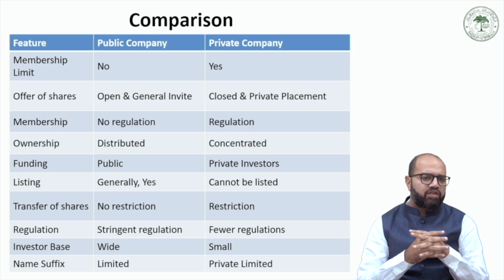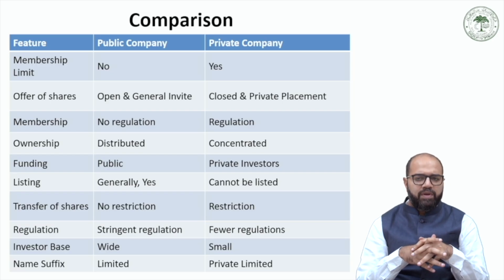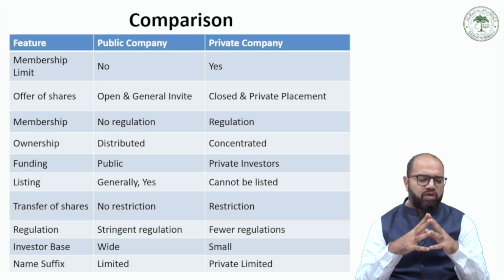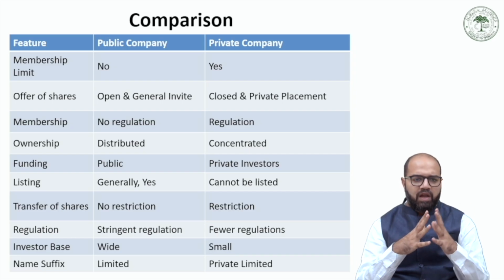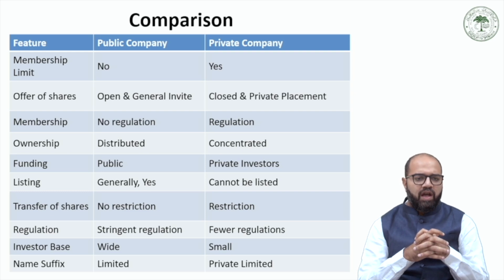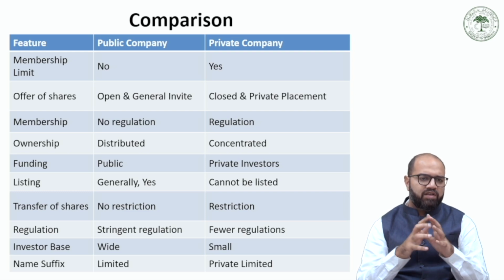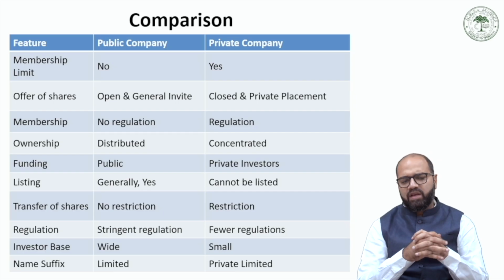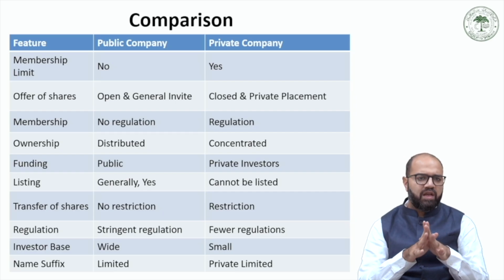Then on listing on the stock exchange, a public company is accorded the benefit, or an advantage, or an option to get it listed on the stock exchange, like the Bombay Stock Exchange or the National Stock Exchange. So they have access to a large number of investors by putting their securities on the stock market. Whereas a private company, there is a legal prohibition that they cannot be listed.